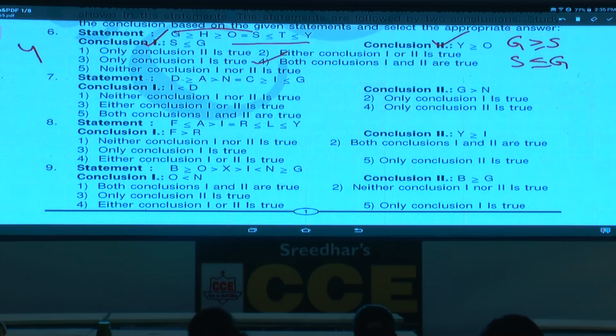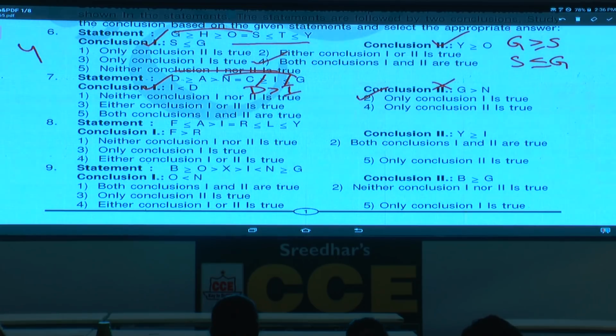Then coming to the 7th one, the relation between D and I: greater than or equals to, greater than, and greater than or equals to. Which symbol is common? Greater is common. Hence D greater than I is true. Then the second one, between N and G there is 1 lesser than, 1 greater than, 2 opposite symbols, hence no relation. Hence only conclusion 1 is true, and it is given in choice 2. Question number 7, choice 2.